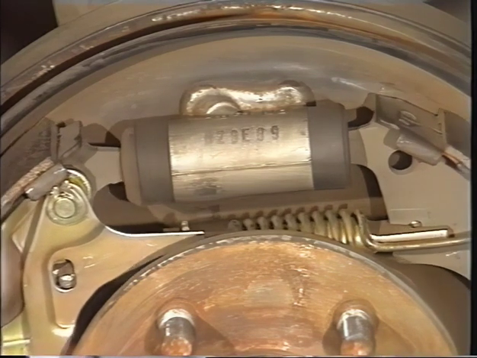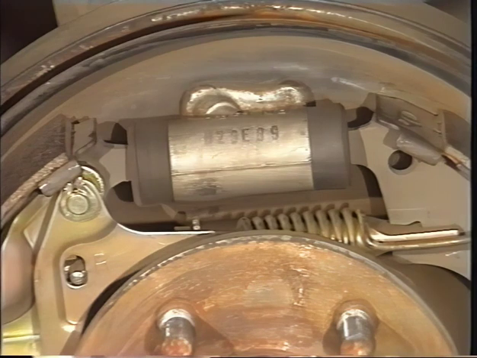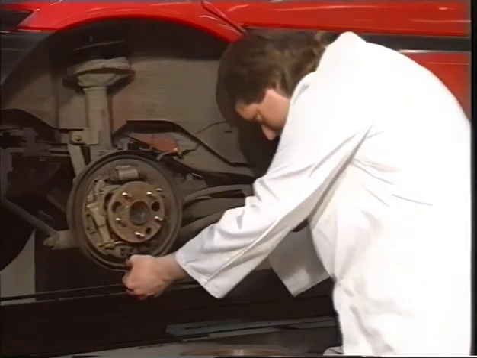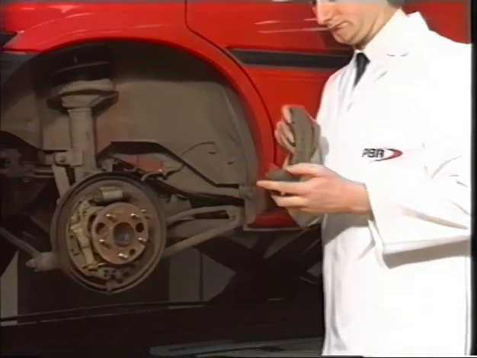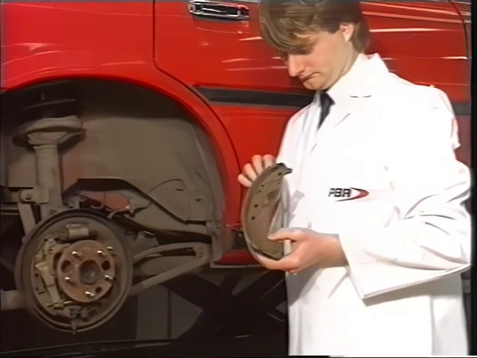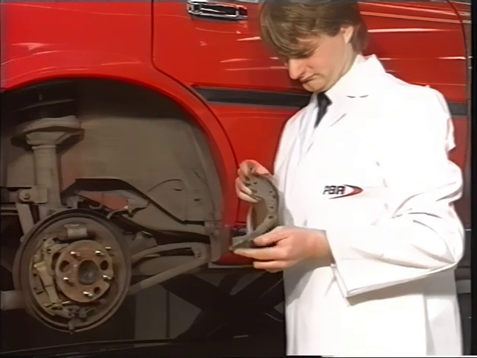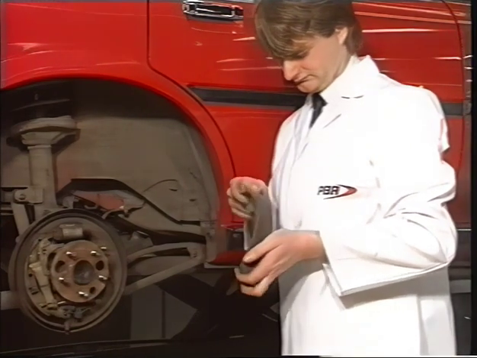Should these last two checks reveal no problems, the brake drums will again need removing to allow a closer inspection of the brakes. The brake should be checked for broken or distorted shoe return springs or retaining clips. Wheel cylinders should also be checked for seizing by having an assistant slowly depress the brake pedal whilst watching the pistons for movement.